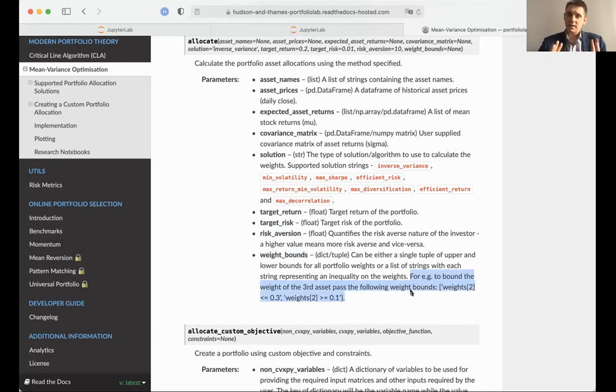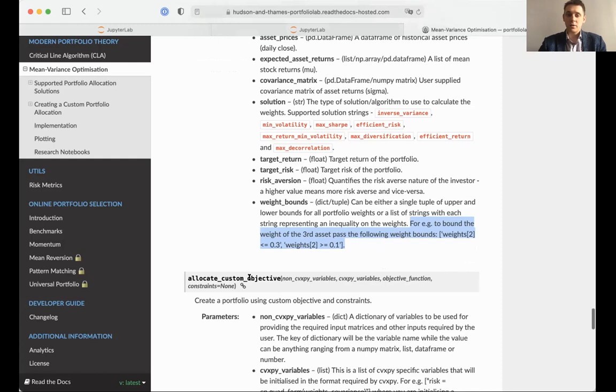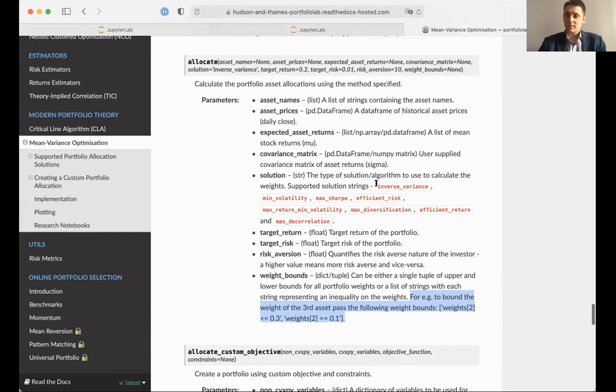So this is the mean variance optimization and how it is applied in Portfolio Lab. You can use your custom function by calling allocate custom objective function from Portfolio Lab, or you can use these pre-specified target functions which we have discussed in our lecture. You can specify your own covariance matrix. You can specify your expected asset returns, etc.